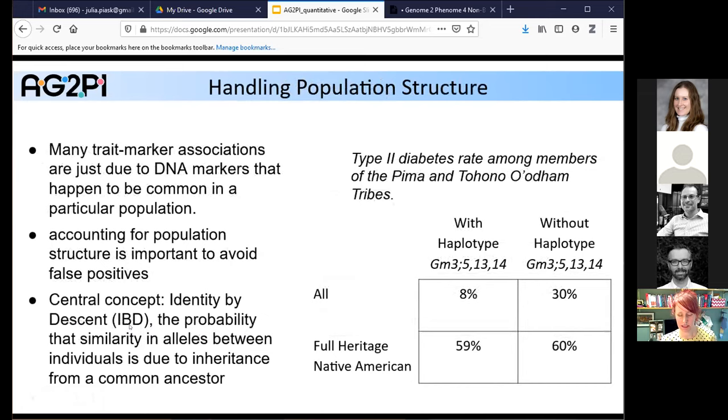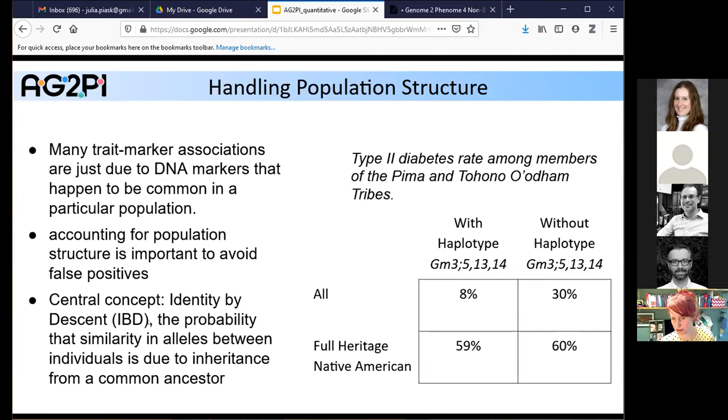So I wanted to talk a little bit about K and why we have a kinship coefficient. Population structure can be an issue that results in false positives. Some DNA markers just happen to be common in particular populations, and that association doesn't tell us anything about this trait. And so it's important to account for that.